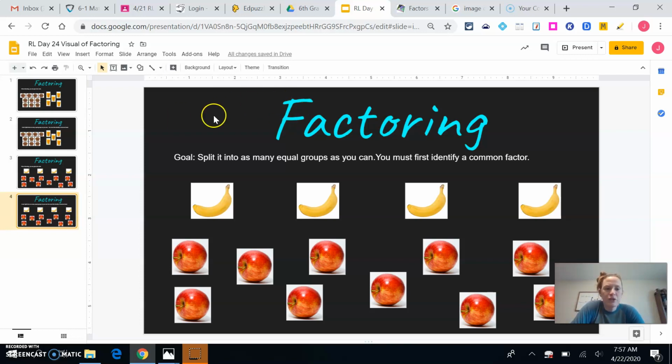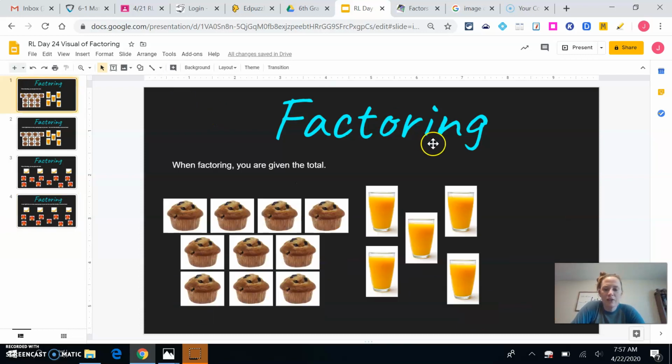So here on the screen, I am going to start with this example. When we're factoring, it's actually the exact opposite of what we were doing with expanding. When we're factoring, it gives us a total amount of what we have. Here you can see I have muffins and I have juice, getting ready for breakfast, and we can see how many we have. We all know how to count.